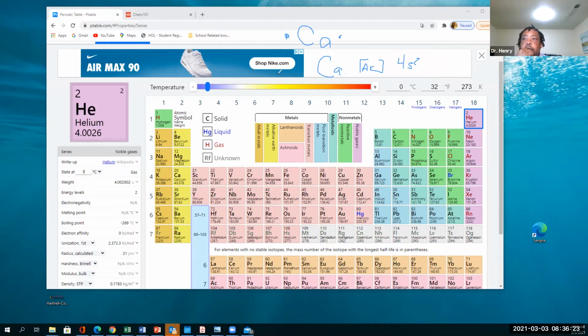So sodium, how many dots would we have around sodium? One. Good job. What about phosphorus? Five. What about chlorine? Seven.